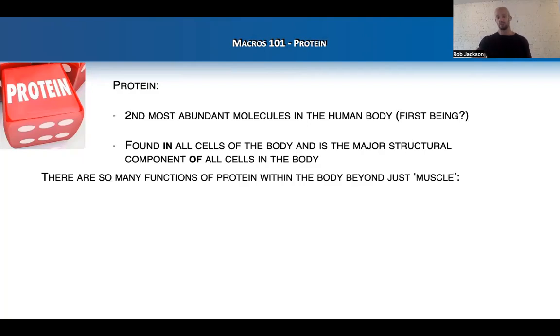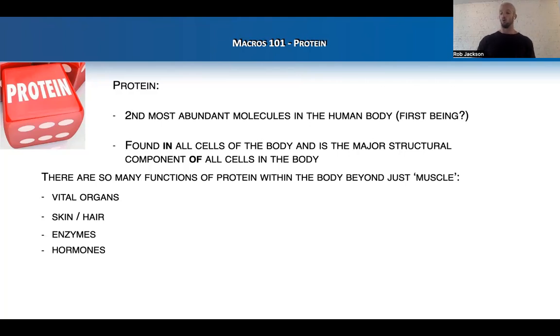There are actually so many functions of protein within the body beyond just muscle. So in the general public, we think, oh, protein equals muscles. And that is true. You need protein for muscle mass. However, it's also very, very important in terms of your vital organs. They're largely made up of protein, your skin and your hair, enzymes, which are the catalysts for many of the chemical reactions within our body, which convert things from, for example, a form of energy into mechanical energy or allow chemical reactions to occur.